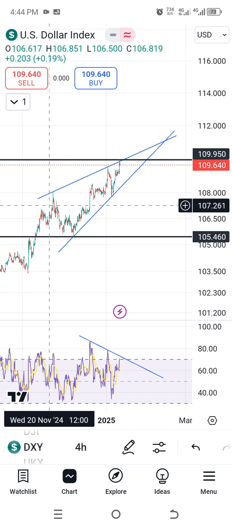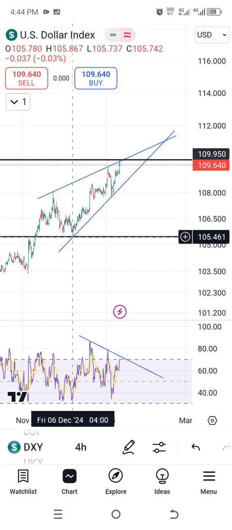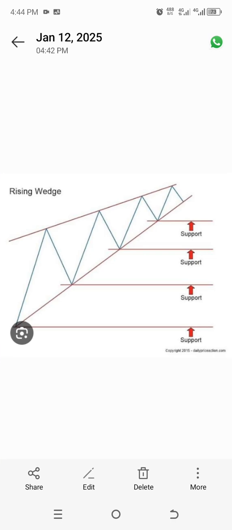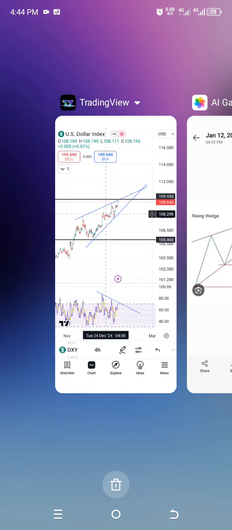Now, we're seeing a very fascinating pattern here. This is a rising wedge, and what is a rising wedge? This is how a rising wedge looks like. You see, it goes like this, then it drops. So this is the rising wedge pattern. So let's go back to our chart.